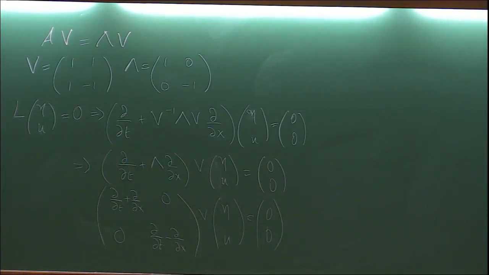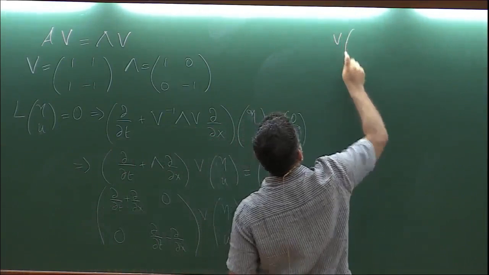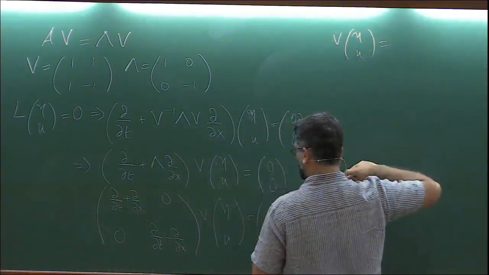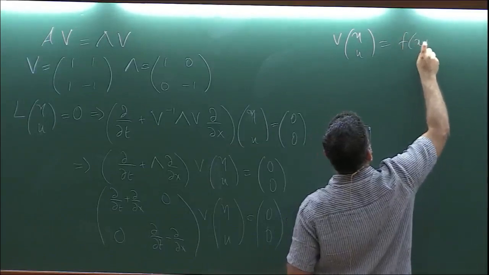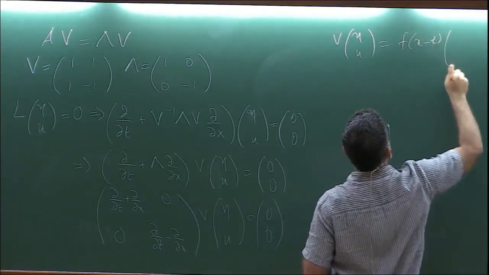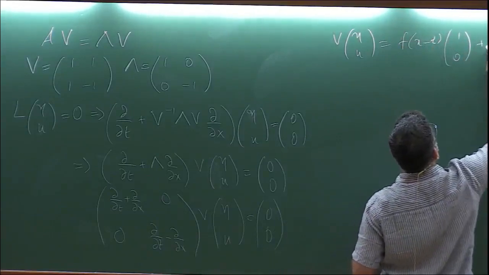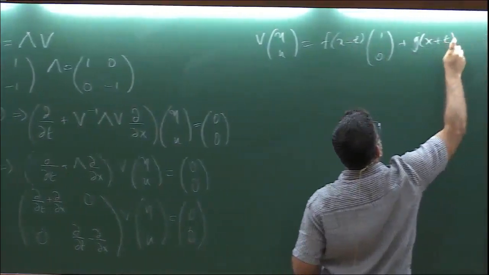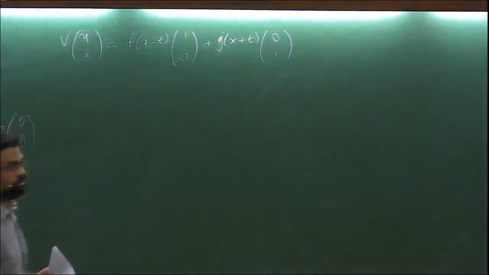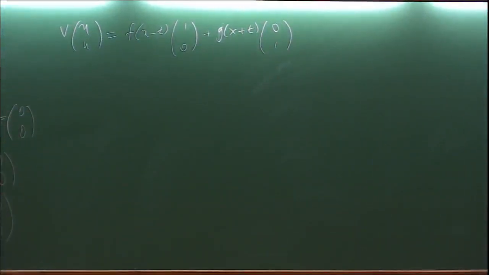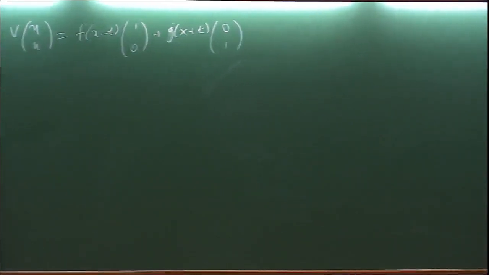Right? It's a diagonal operator, which means I can solve each line independently. And the null space of the first one is profiles advecting to the right. The null space of the second one is profiles advecting to the left. So to summarize, this is equivalent to saying V eta u should be f of x minus t times (1, 0) plus g of x plus t times (0, 1), for arbitrary functions f and g dictated by the initial condition.